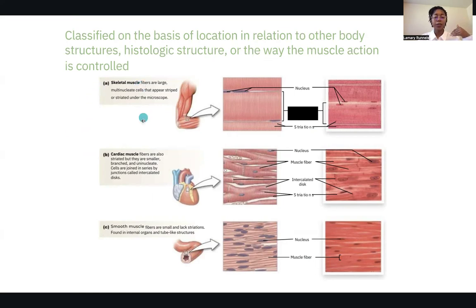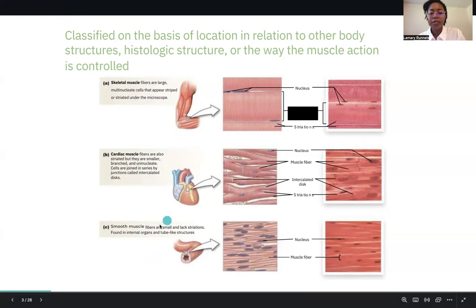You have skeletal muscle, cardiac muscle, and smooth muscle. For the sake of this lesson, we'll just be talking about the skeletal muscle. But just as a refresher, remember that the skeletal muscle has large fibers that are multinucleated and they are striated. Cardiac muscle is also striated, even though they are uninucleated. And the smooth muscle fibers do not have striations and they do have nuclei.